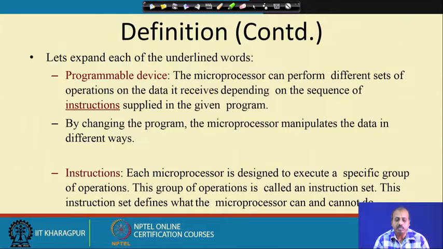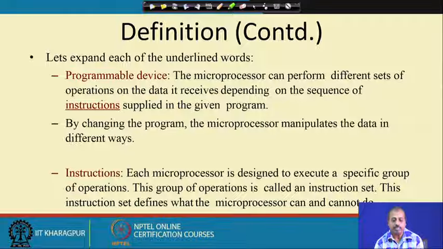If we expand these terms one by one, a programmable device means a microprocessor can perform sets of operations on the data it receives depending on the sequence of instructions supplied in the given program. The microprocessor works with a program, the program is stored in the memory, and this program tells the instructions that the microprocessor should execute. By changing the program, the microprocessor manipulates the data in different ways. That is why the term programmable. You can program it, but it is a very complex device.